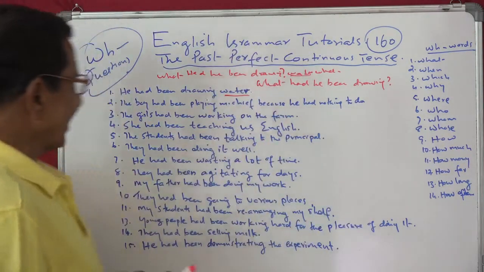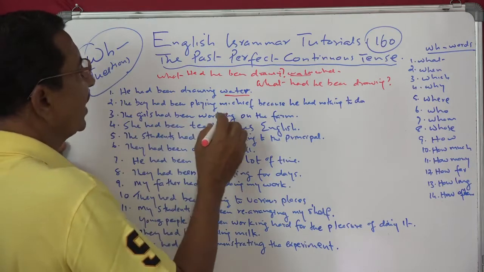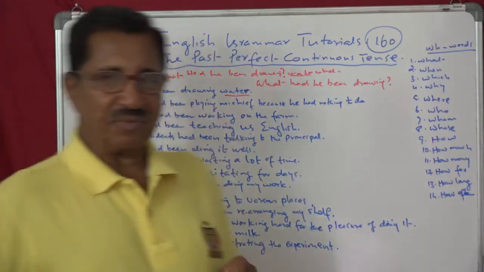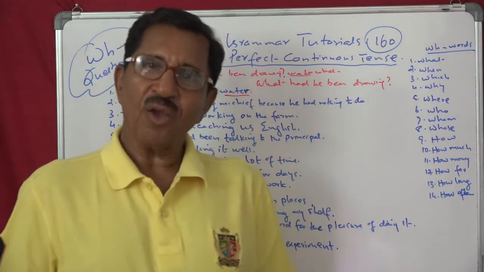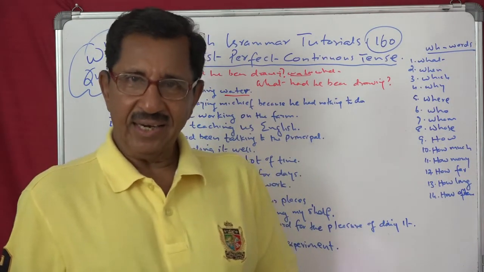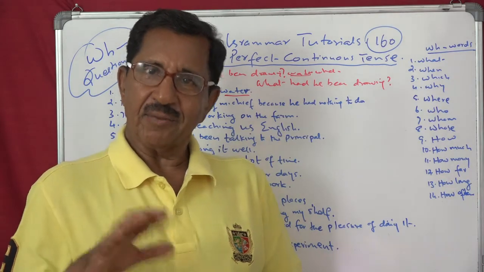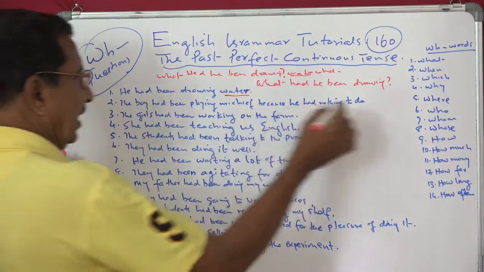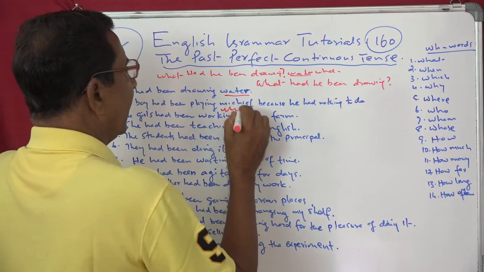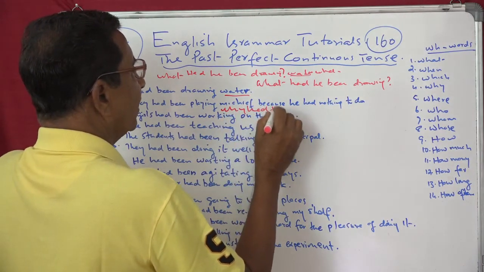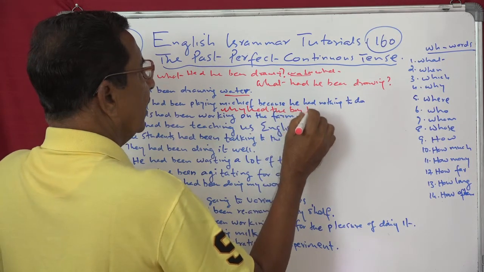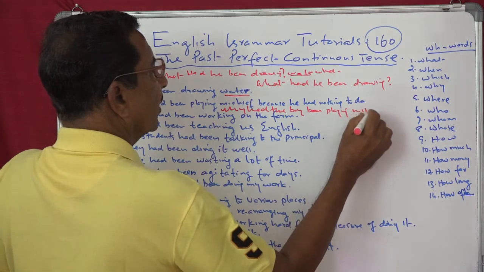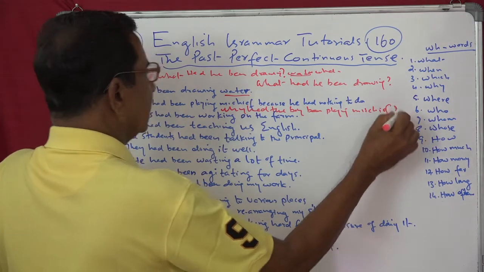Okay, next. The boy had been playing mischief because he had nothing to do. Sometimes it happens like that. So the question word will be why. Why had the boy been playing mischief? So you will write the question like this: why had the boy been playing mischief? Understand? I think that's not difficult for you.